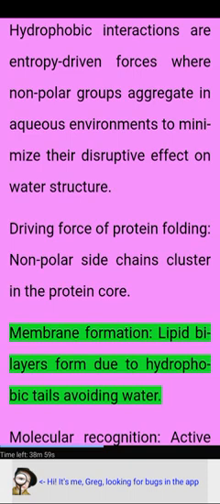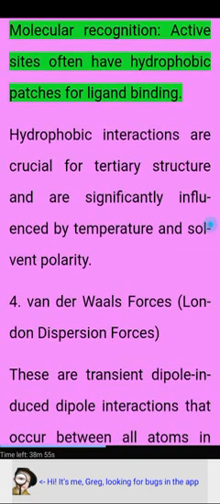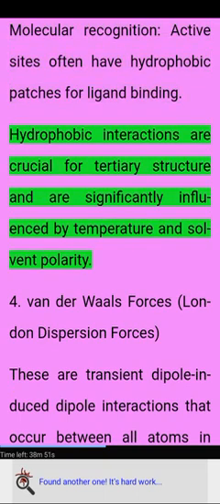Membrane formation. Lipid bilayers form due to hydrophobic tails avoiding water. Molecular recognition. Active sites often have hydrophobic patches for ligand binding. Hydrophobic interactions are crucial for tertiary structure and are significantly influenced by temperature and solvent polarity.